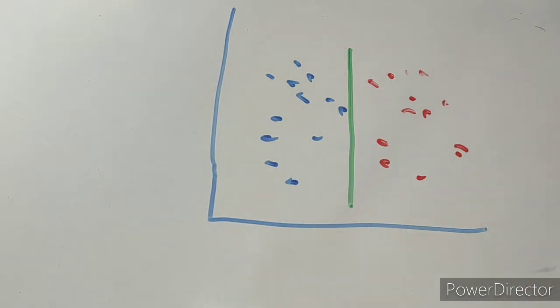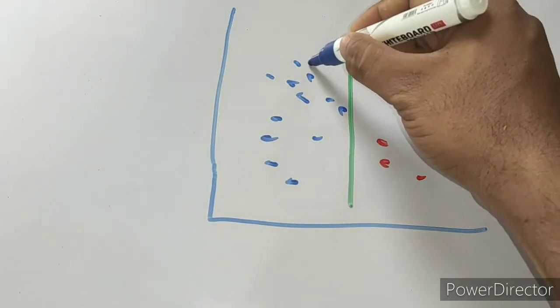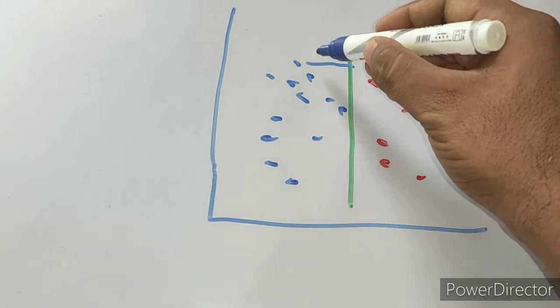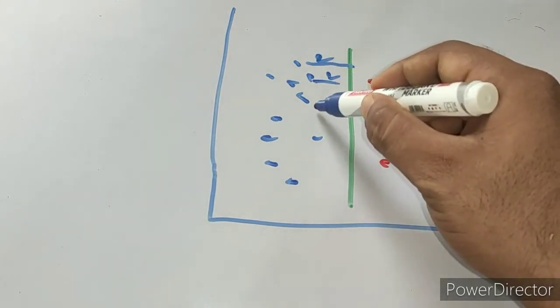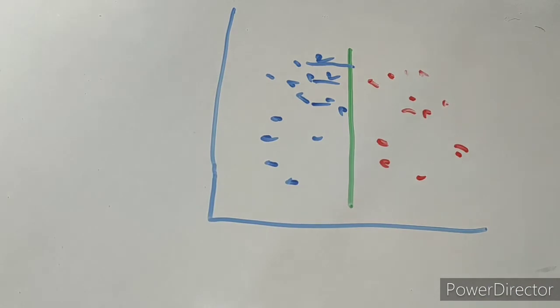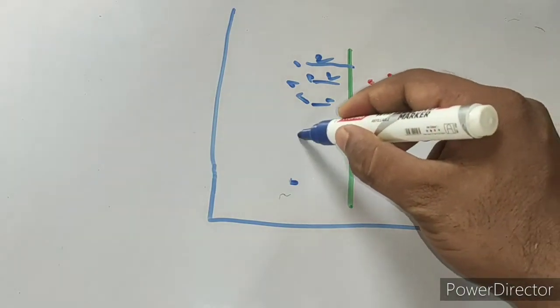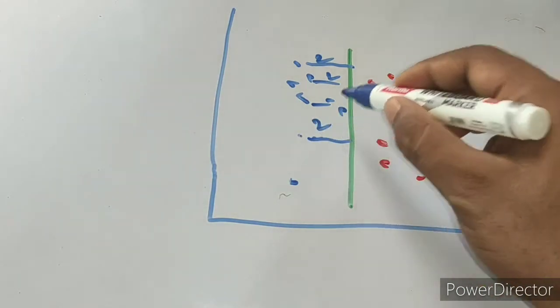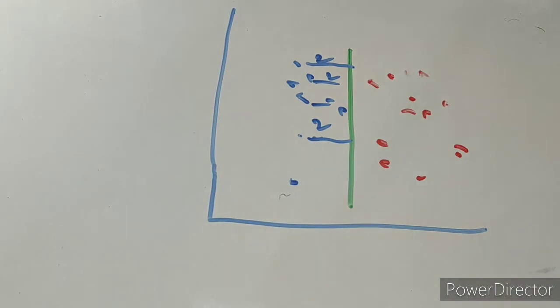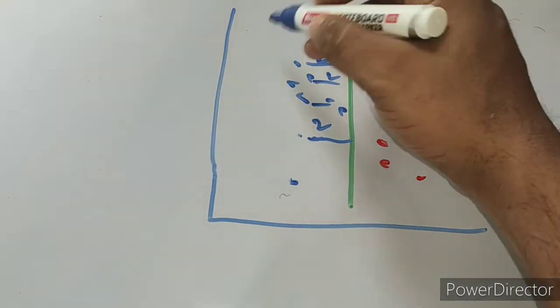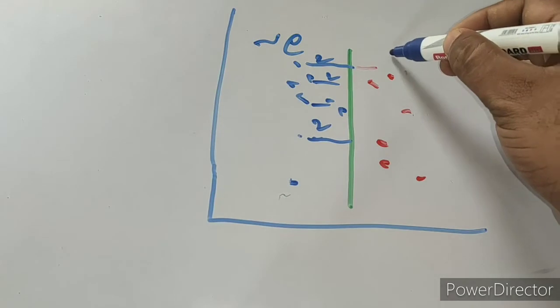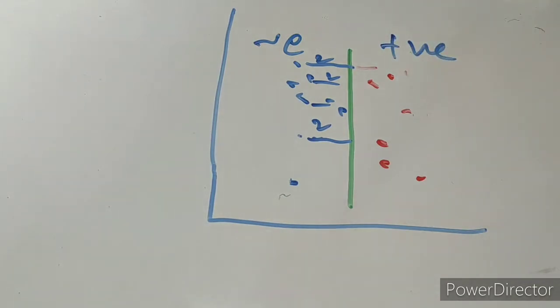This is proper classification. We can see there are a few data points present at a distance of 2. Suppose, as an example, I am taking all the data points at the same distance, each at a distance of 2. This is the negative side, and this is the positive side. Let's understand how it works.